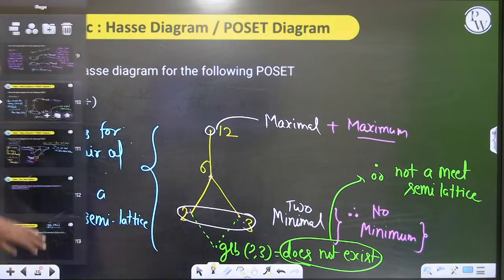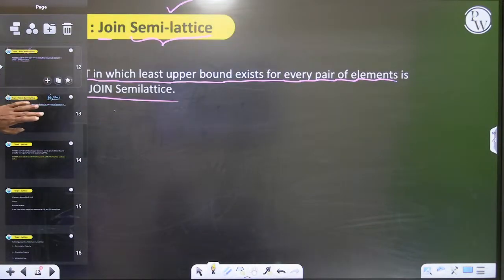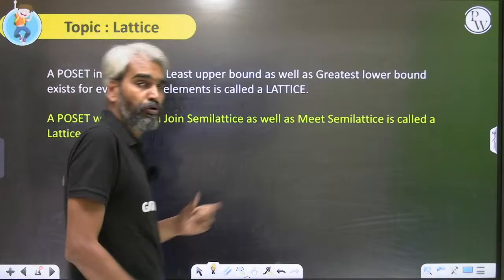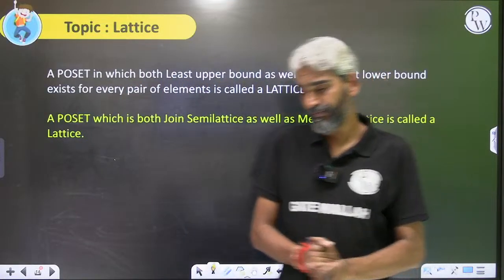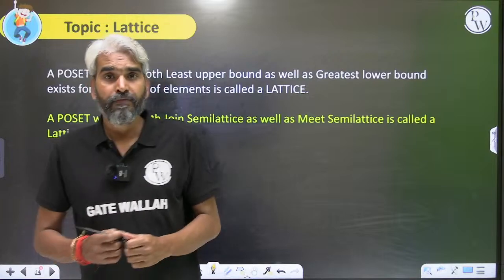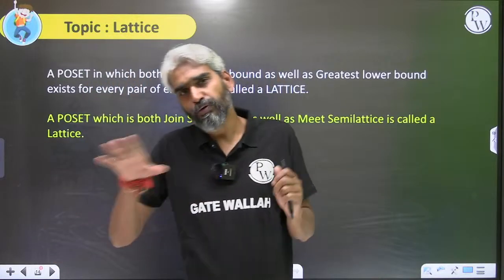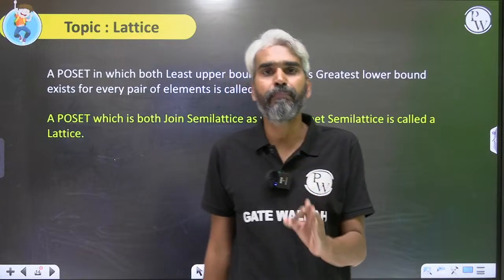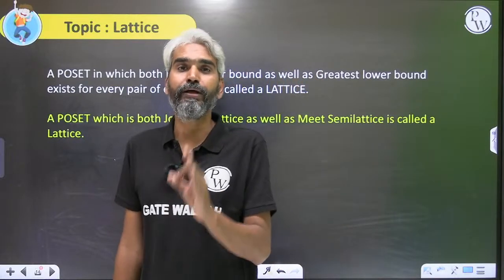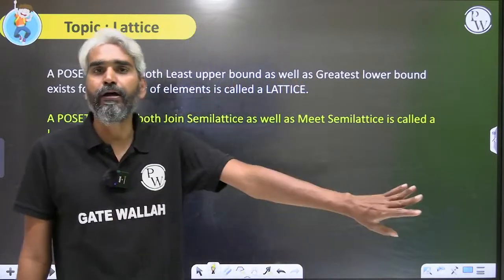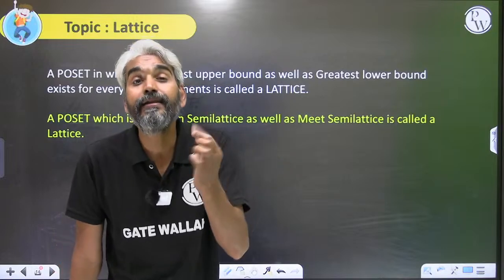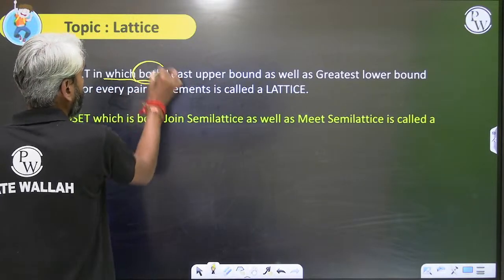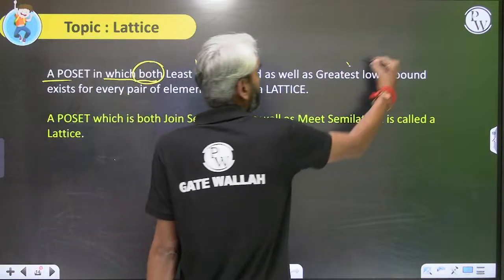Now we have seen the definition of join semi-lattice and meet semi-lattice. Now we'll talk about lattice. Sir, what is a lattice? So simple concept, a lattice is a poset which is a join semi-lattice as well as a meet semi-lattice. That is, a poset in which least upper bound as well as greatest lower bound exist for every pair of elements will be called a lattice. So what, sir? A poset in which both least upper bound as well as greatest lower bound exist.